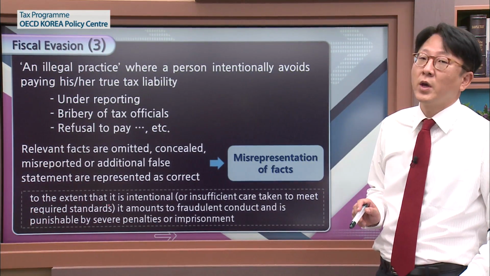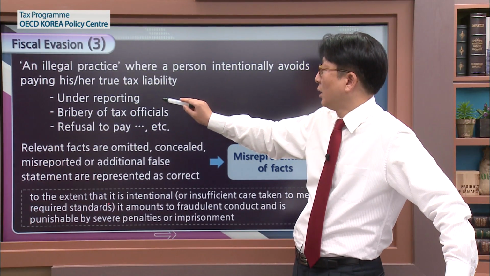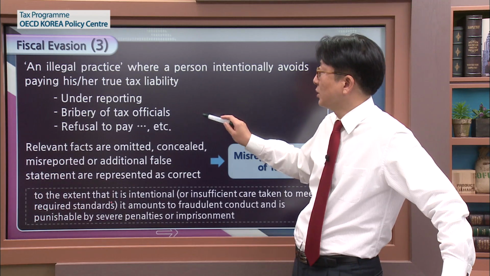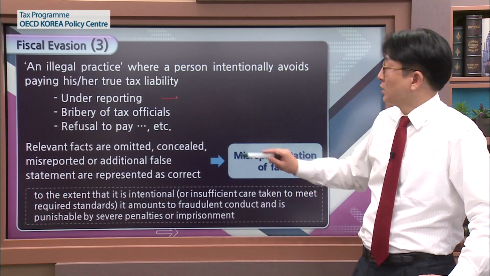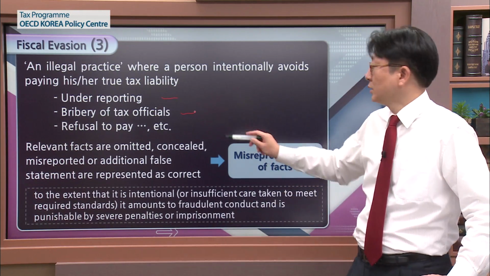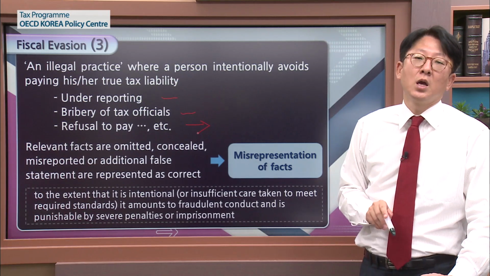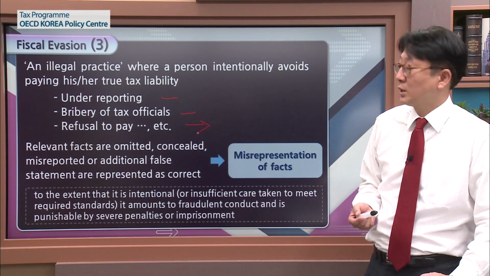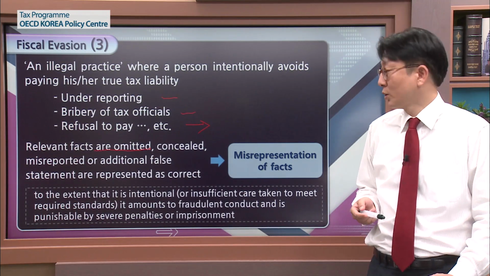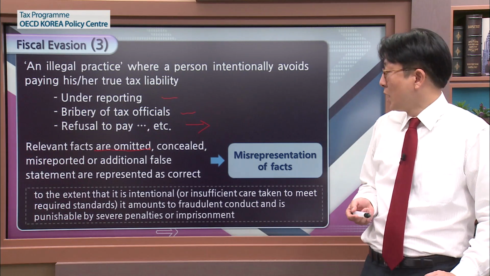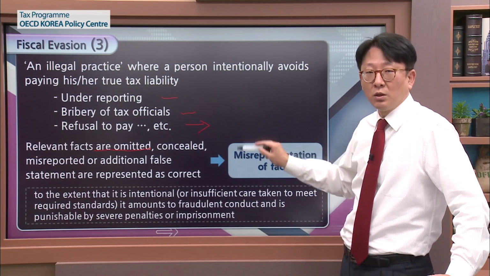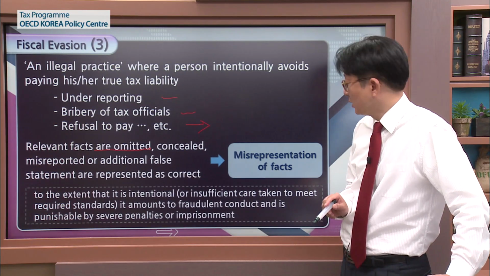So the reason behind the fiscal evasion is the illegal practice of tax evasion or fiscal evasion is underreporting. Sometimes it is accompanied by bribery to the tax official, and sometimes it is related to the refusal to pay the right amount of tax to the National Tax Service. So basically, sometimes relevant facts are omitted, concealed, misreported, or additional false statements are presented as correct to the tax service. This is all the aspect of the fiscal evasion or tax evasion.